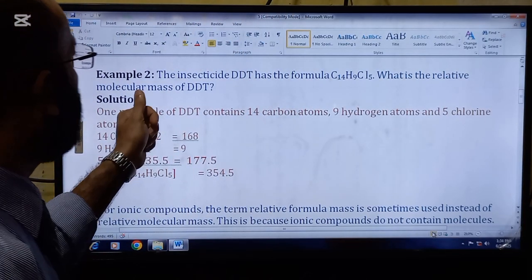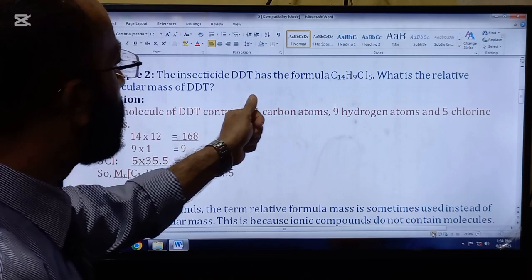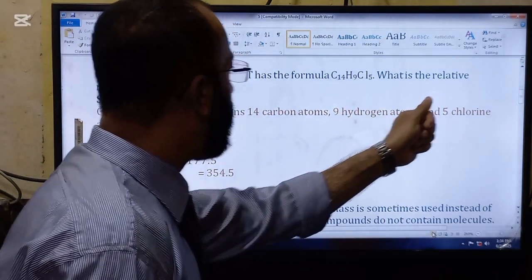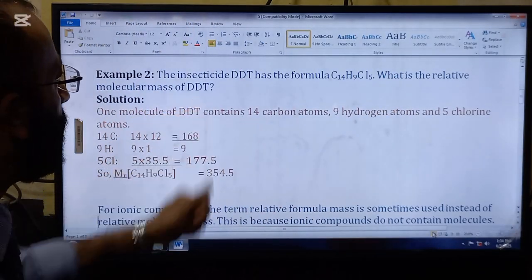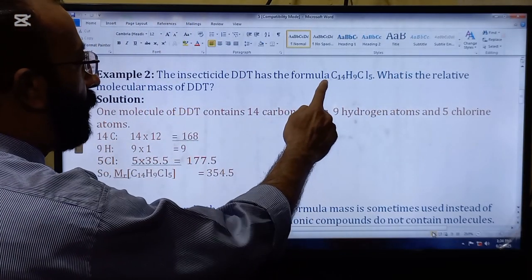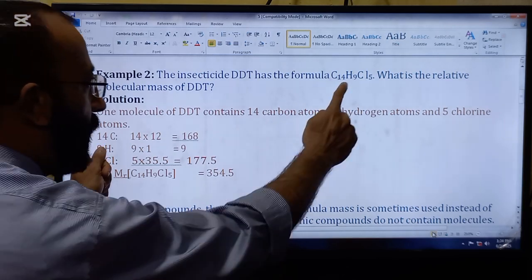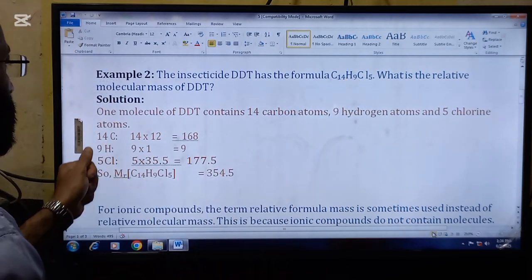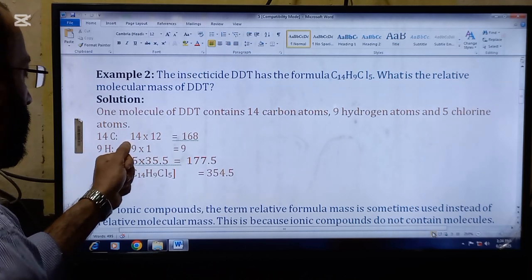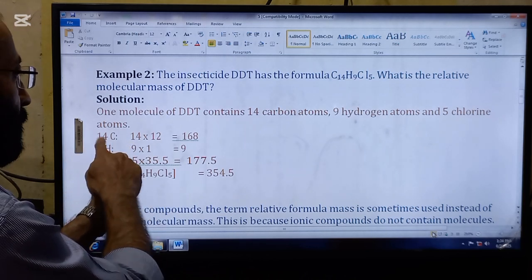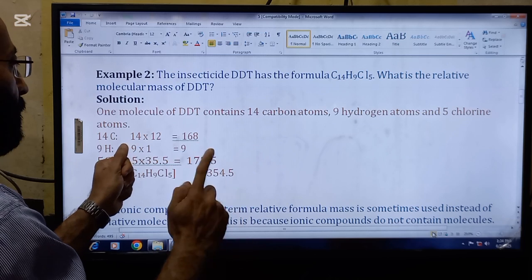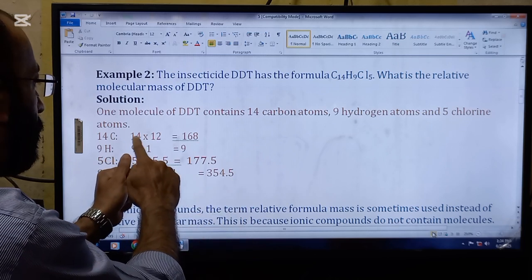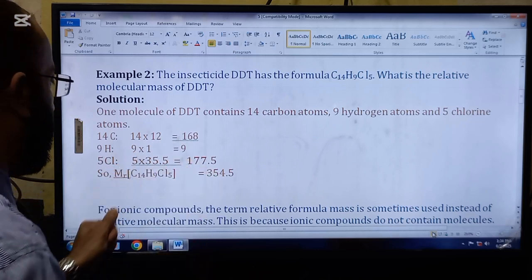So look now, the insecticide DDT has the formula C14H9Cl5. What is the relative molecular mass of DDT? There are 14 C, 9 H and 5 Cl. The relative atomic mass of carbon that you can see from the periodic table is 12. So 14 multiplied by 12 will be equal to 168.